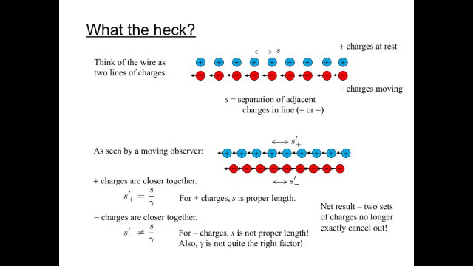The proper length is something different. And gamma is not quite the right factor because we're not comparing to the rest frame of the line of electrons. And so the net result is the two separations of the positive and negative charges don't wind up the same. The separation of the negative charges is a little bit smaller, and the net result is that the two sets of charges no longer exactly cancel out in a finite length of the wire.